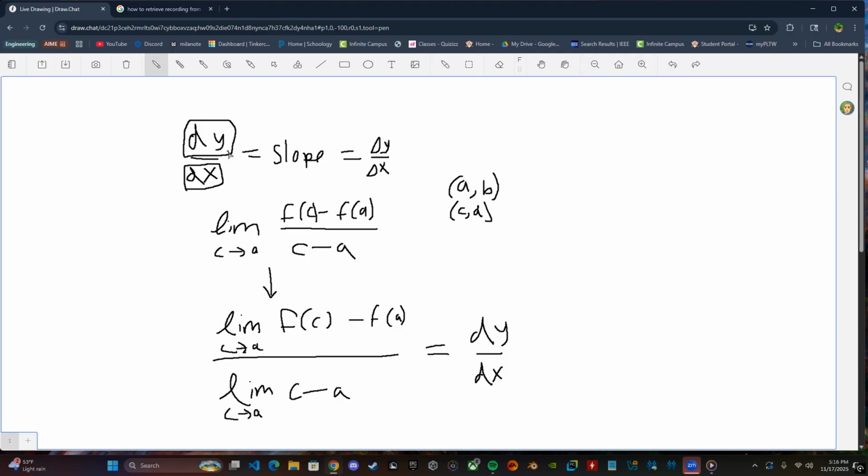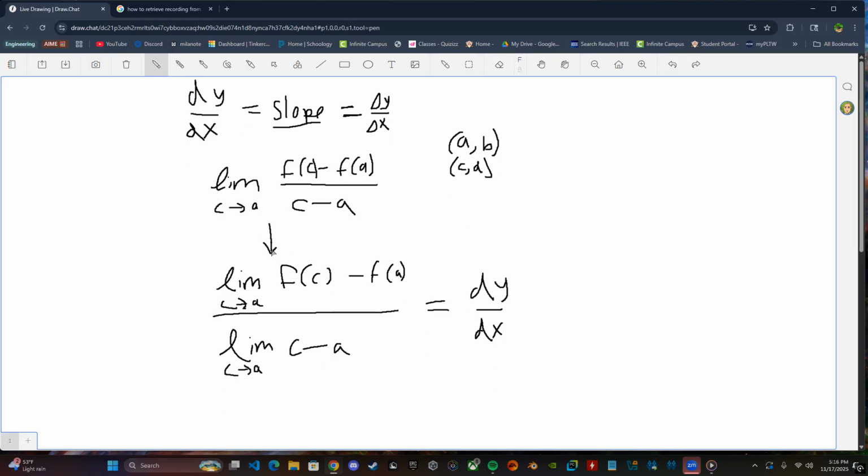So let's start off with what dy over dx is. This is the derivative, as you guys might know. And the derivative is a better way of just saying slope at a certain point. And the average slope is just change in y over change in x. This is probably a review for you guys. But the formal definition of a derivative is the limit as c approaches a of f of c minus f of a over c minus a. And that's how you calculate the derivative.